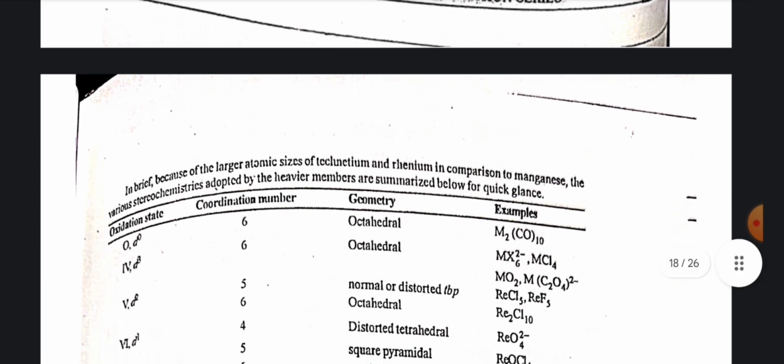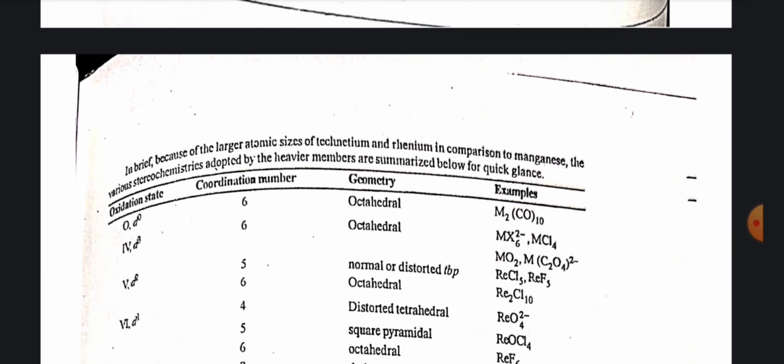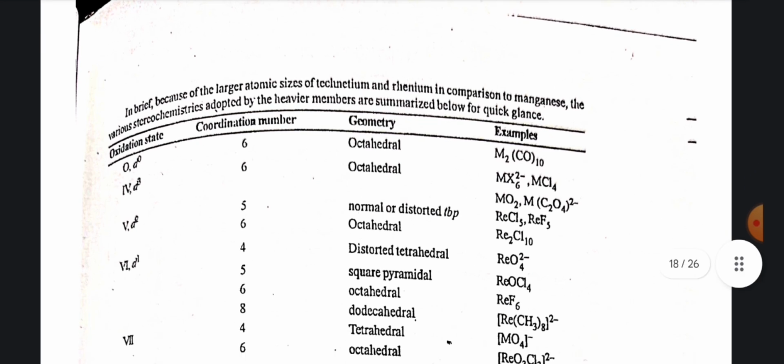The structure of the nonahydridorhenate ion is shown. In brief, because of the larger atomic size of technetium and rhenium in comparison to manganese, the various stereochemistries adopted by the heavier members are summarized below.